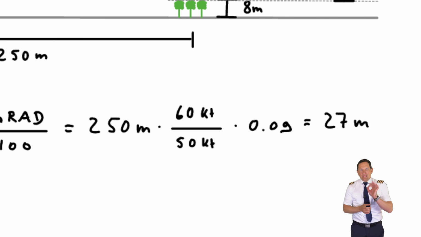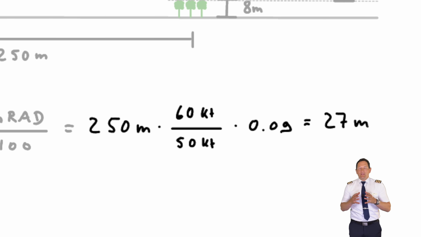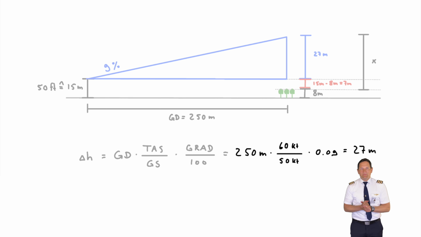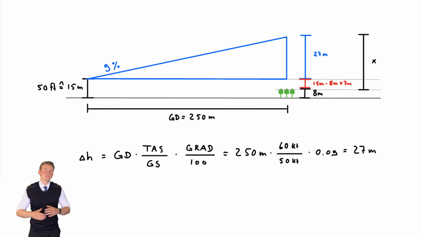Now we multiply the 300 meters times the 9% gradient. Because the gradient is given in percent, we need to divide the gradient by 100, which equals 0.09, times our 300 meters equals 27 meters of height. Okay, first step achieved. Now let's bring in the screen height and the trees again.